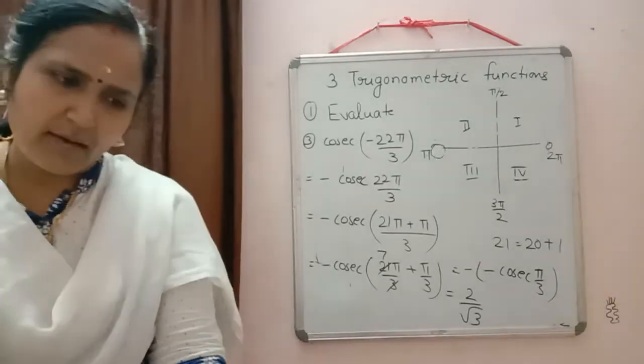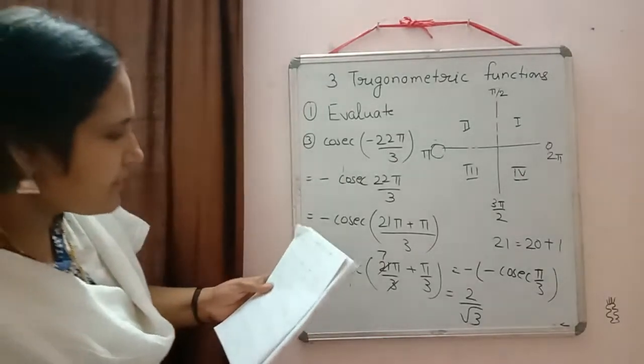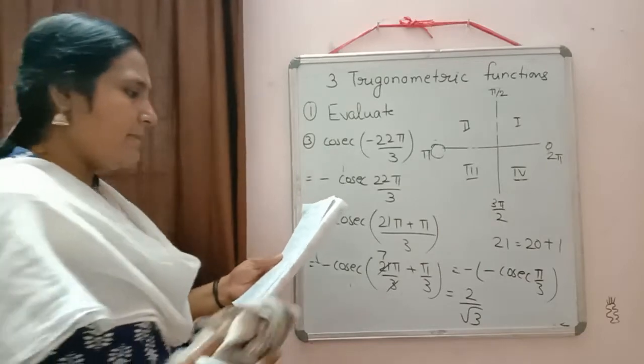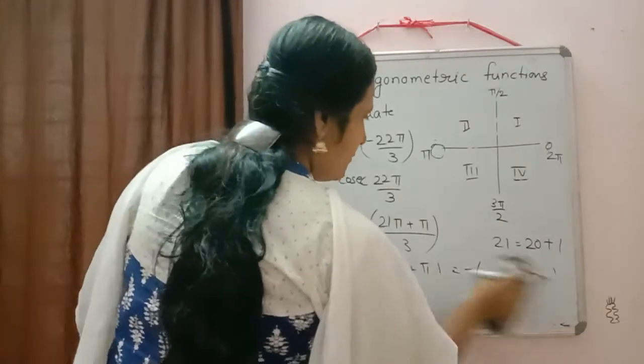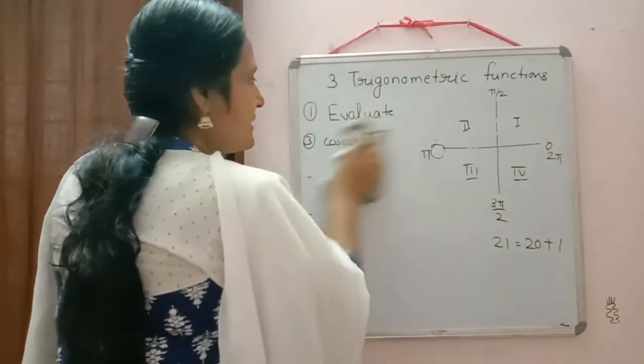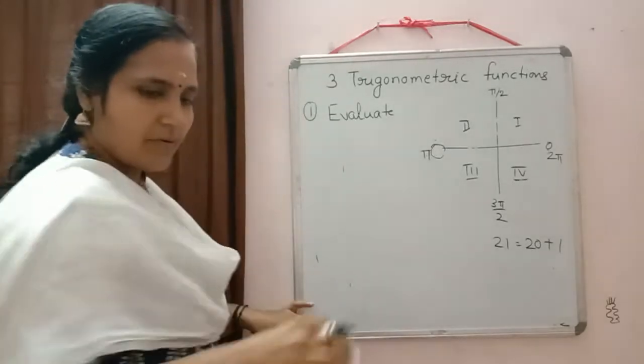Okay. Now, the next question is cos 17 pi by 4. Find out what will be cos 17 pi by 4.